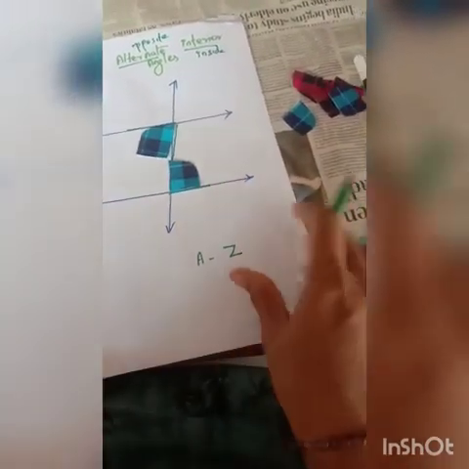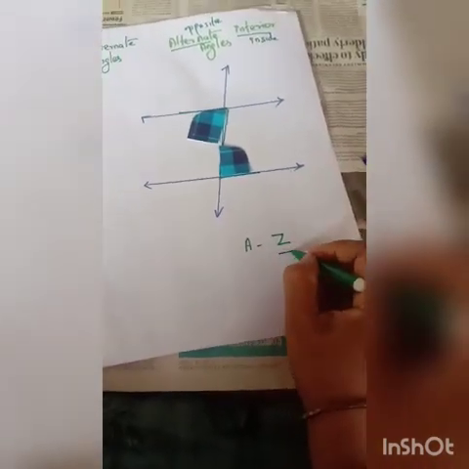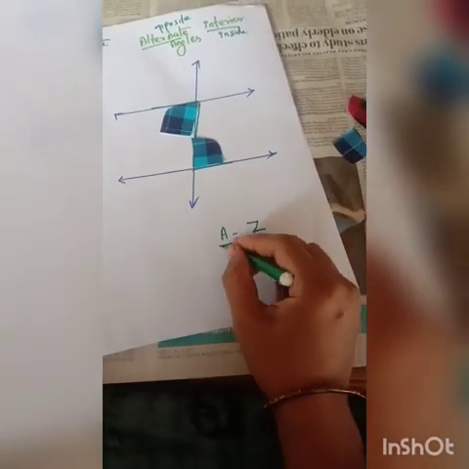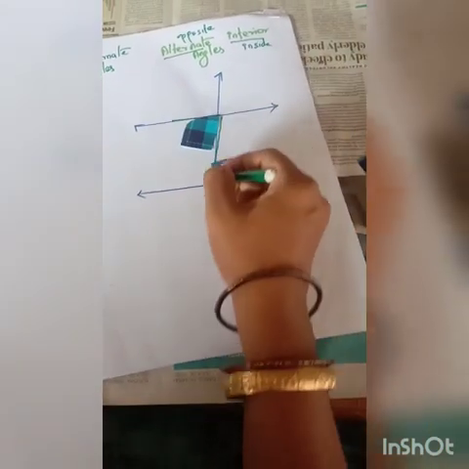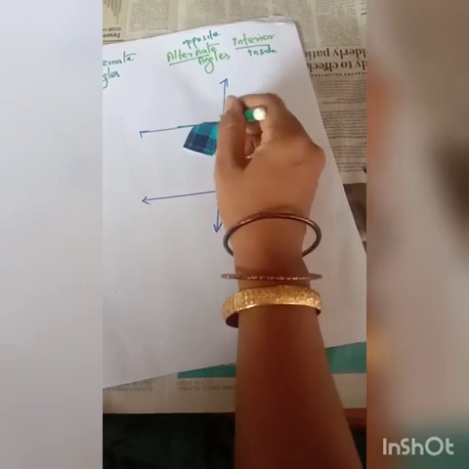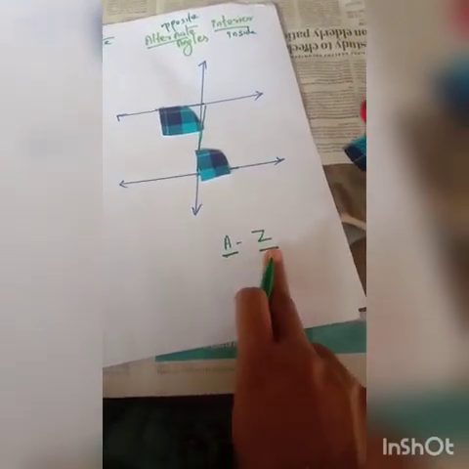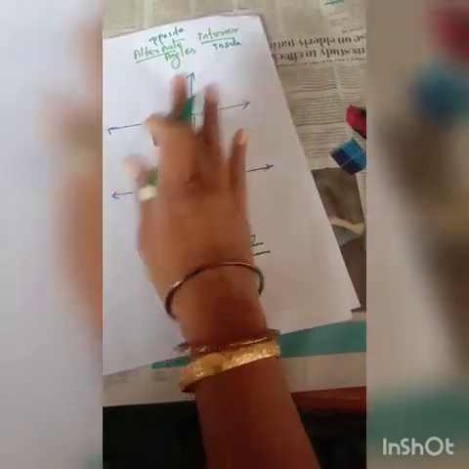Now this is the definition. You can remember Z. Alternate means it should be formed in Z form. You see the Z angle, from here to here, Z form. So alternate angles will form in Z form. And this is one alternate angle.